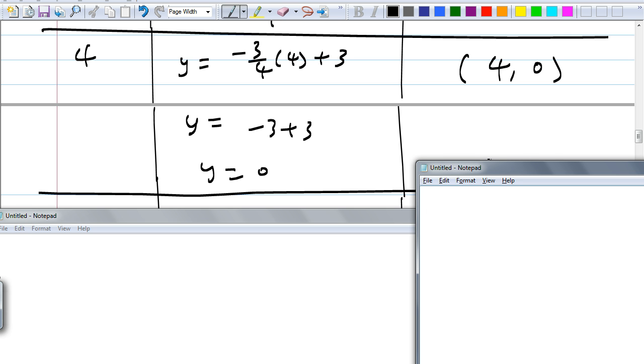So far we found 2 of them, right? What was our first one? 0, 3. The second one, 4, 0. That's good. I cannot use x equals 1, 2, 3, because it's not going to come out to a whole number. So we're okay so far. Any questions so far?